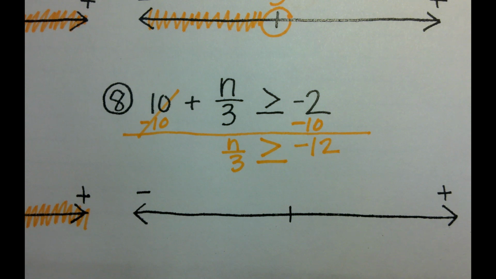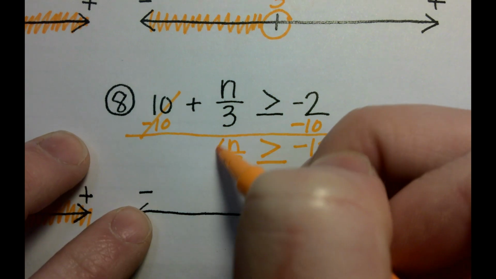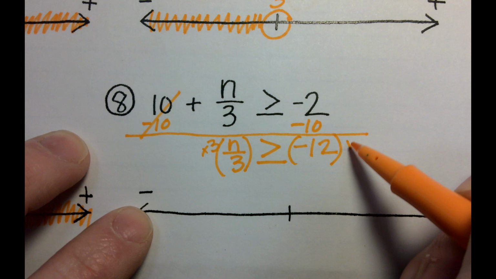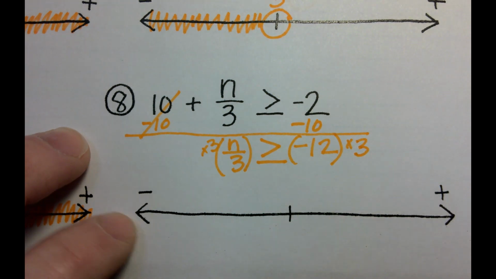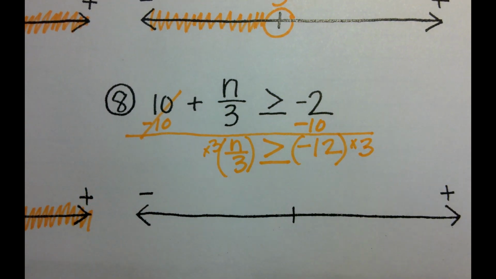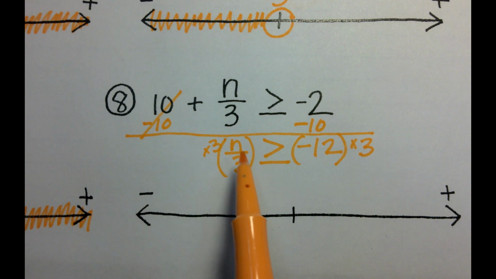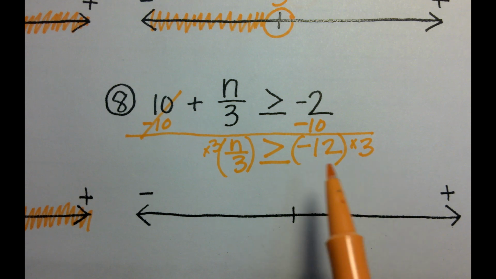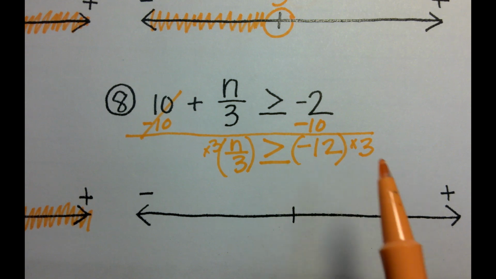Good. Multiply by 3 on both sides. Do we have to flip the sign here? No. Why not? Because I'm not multiplying by a negative on both sides. I'm not changing the sign of my variable. My variable was positive from the beginning. It stayed positive. The only thing that's changing signs is my number that doesn't have a variable. So we don't have to do any flipping here.